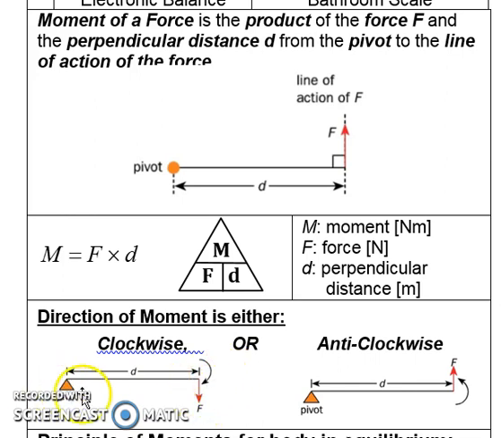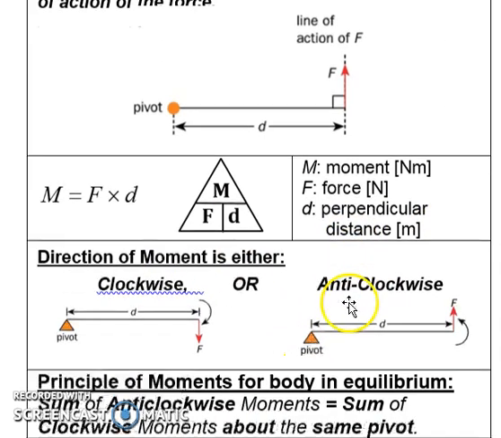As you can see, we have two main directions. If the pivot doesn't move, a force downwards on the right will go in a clockwise direction, whereas a force upwards on the right will go in an anti-clockwise direction.